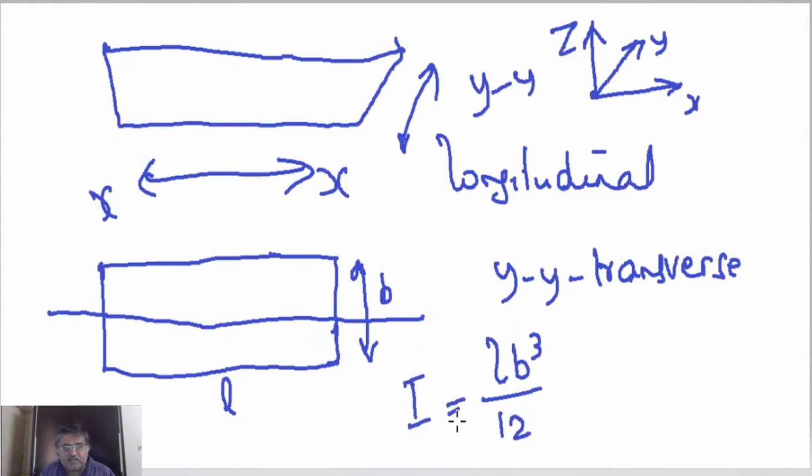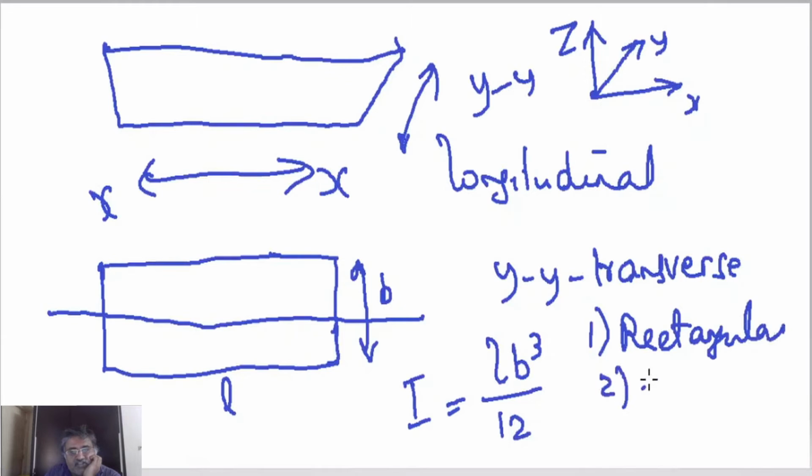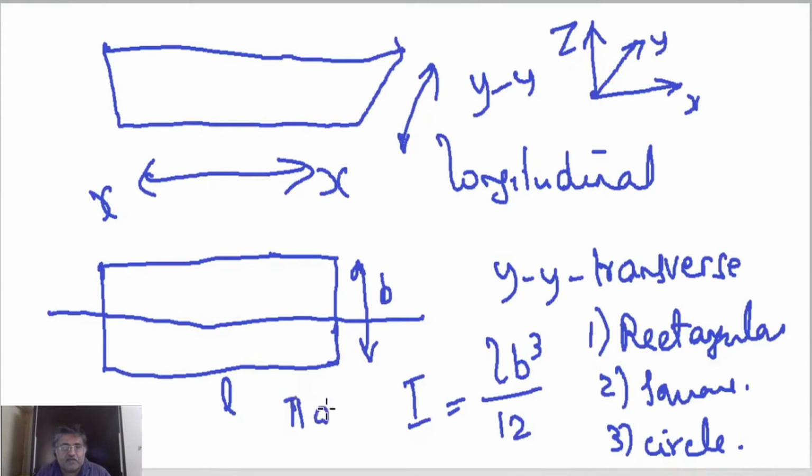Now what I would advise you is, there are a couple of figures which we use regularly in this course. You'll need a rectangle, you need a square, and you need a circle. I think this will be enough. Circle is pi d power 4 by 64.